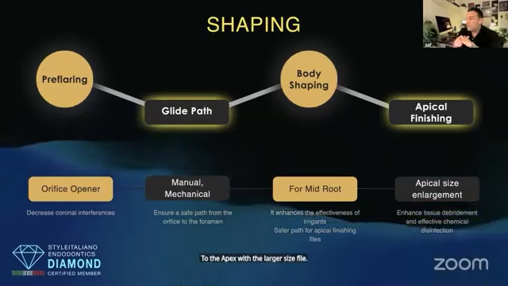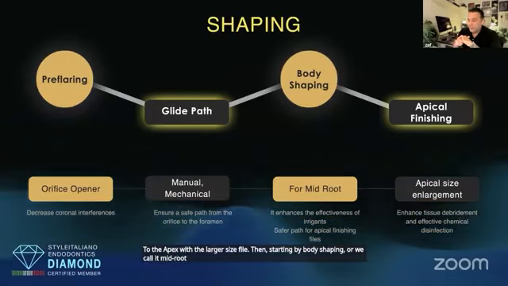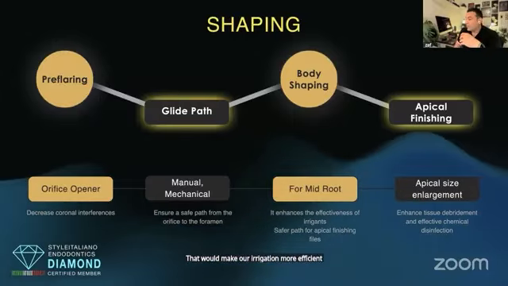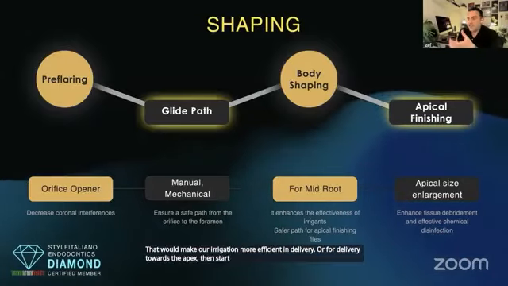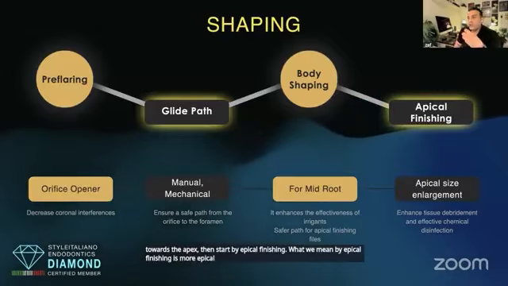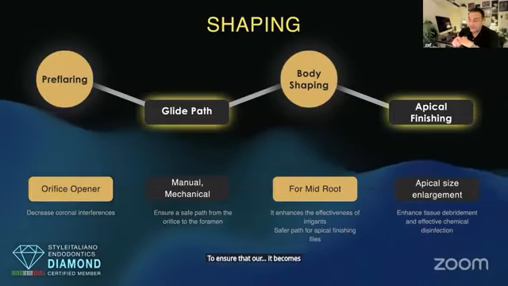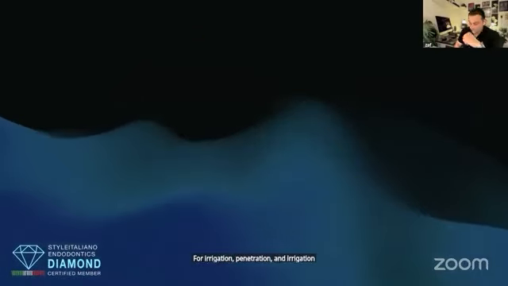Then starting body shaping, or we call it mid-root shaping, that will make our irrigation more efficient in delivery towards the apex. Then start apical finishing. What we mean by apical finishing is more apical debridement to ensure that our apical size is enough for irrigation penetration and irrigation delivery.